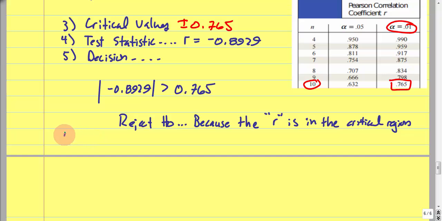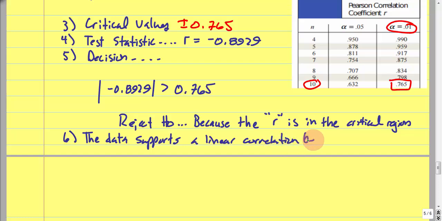And then of course we'll have a summary. For my summary, basically what we're going to say here is there does appear to be a linear correlation. The data supports a linear correlation between X and Y. Now the interesting thing about this is that the linear correlation, negative 0.8929, is very, very close to -1. And so that's telling me it's a pretty strong linear correlation.